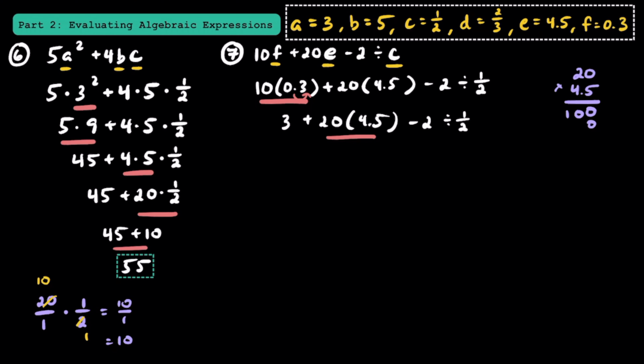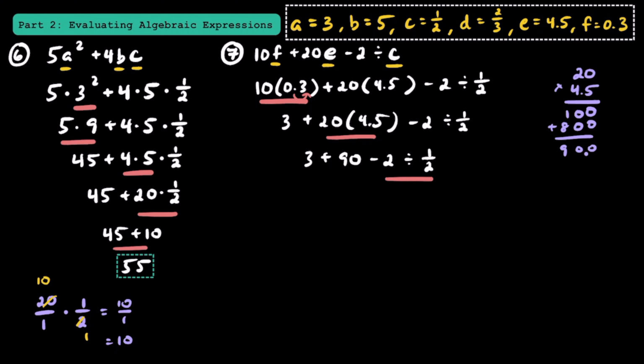Put a placeholder, 4 times 0 is 0, and 4 times 2 is 8. And adding these together, we're going to get 0, 0, and a 9. And our decimal is going to go right here. 20 times 4.5 is equal to 90, so we'll have 3 plus 90 minus 2 divided by 1/2.